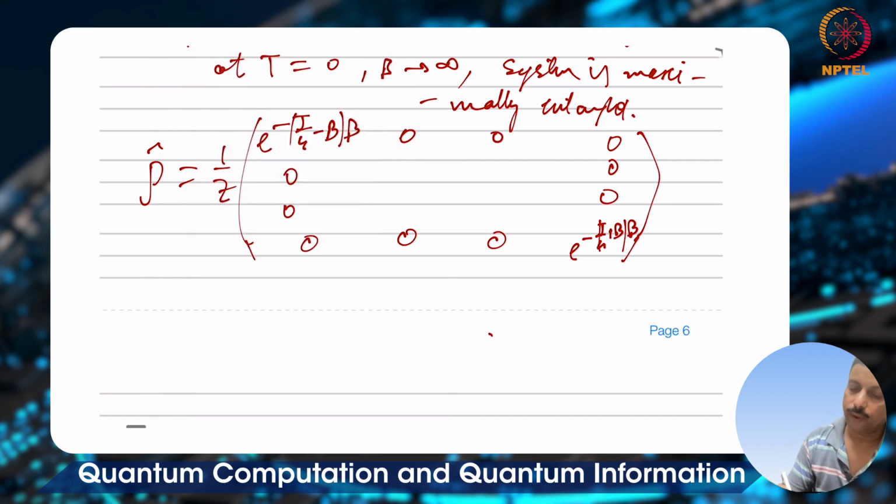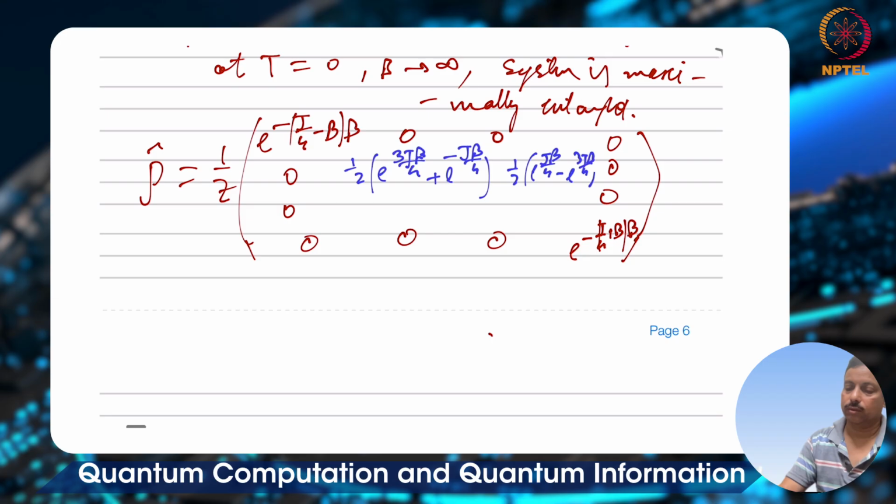It's a little tricky. So you have 1 by 2 e to the power 3j beta by 4 plus e to the power minus j beta by 4. Okay, so this is 1 by 2 e to the power j beta by 4 minus e to the power 3j beta by 4. Okay, close. Again, this is a Hermitian operator.